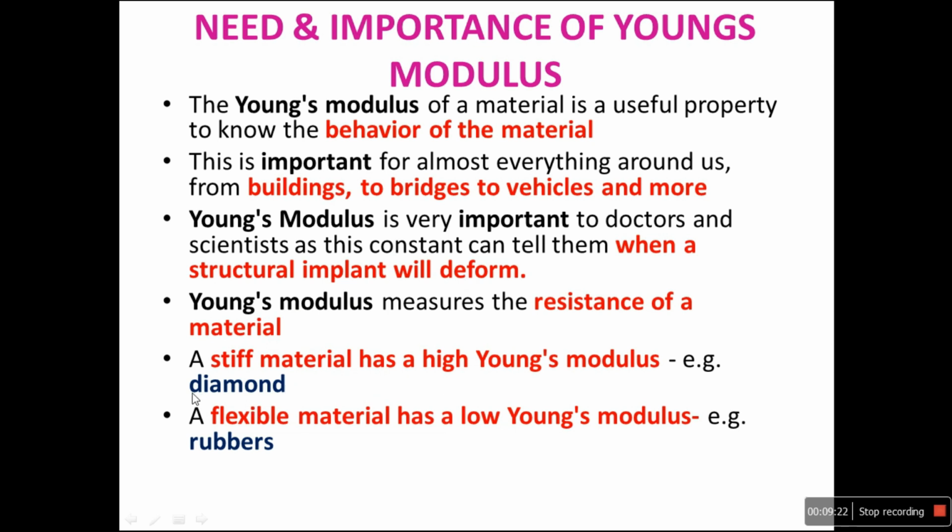For example, diamond. And a flexible material has low Young's modulus. Rubbers, for instance, have very low Young's modulus. In some applications we need high Young's modulus material, and in others we need low Young's modulus materials. So we can choose the material according to the application. Because of this many applications, we need to do this experiment and calculate the Young's modulus. Okay, now we will do the experiment.